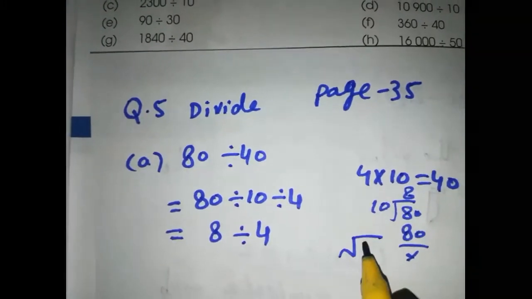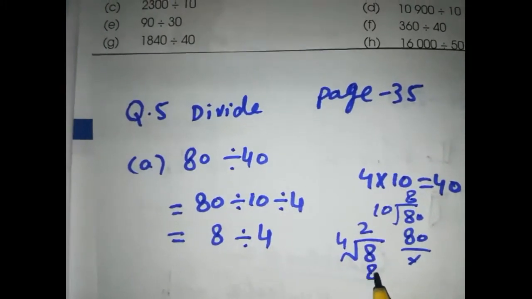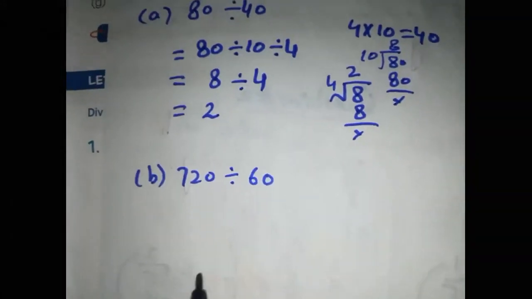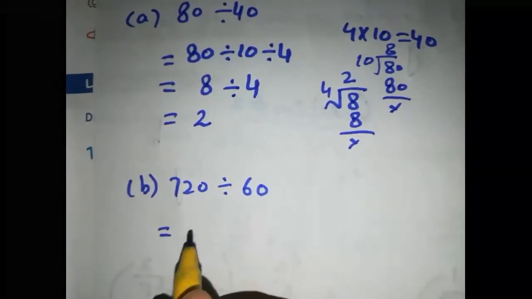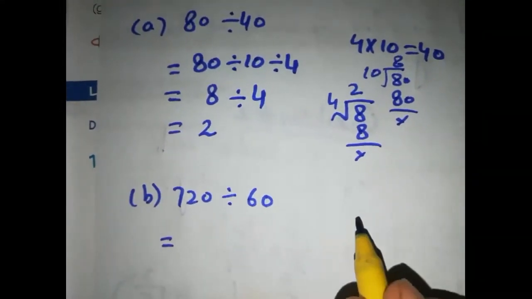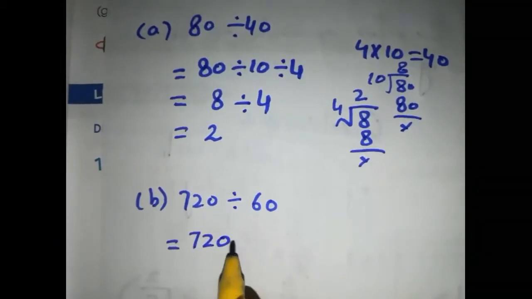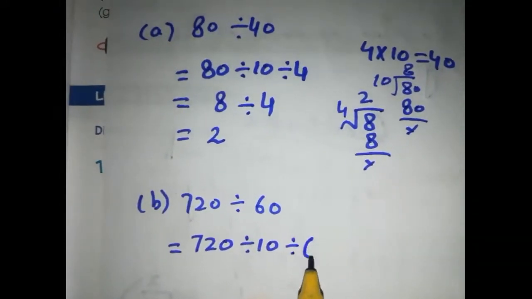And now I will divide 8 by 4. 4 twos are 8. So our answer is 2. Now part B is 720 divided by 60. I will break 60 as 6 and 10. So 720 divided by 10 divided by 6.